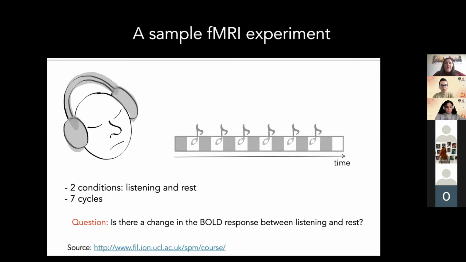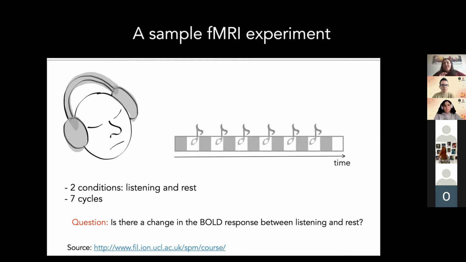Okay. And let's now look at a sample fMRI experiment, what kind of questions you can ask with traditional fMRI. So for example, you may have an experiment in which you would present your subjects an auditory stimulus, maybe a song or some sounds. And then you will have a rest condition where you do not present anything, just a blank screen.